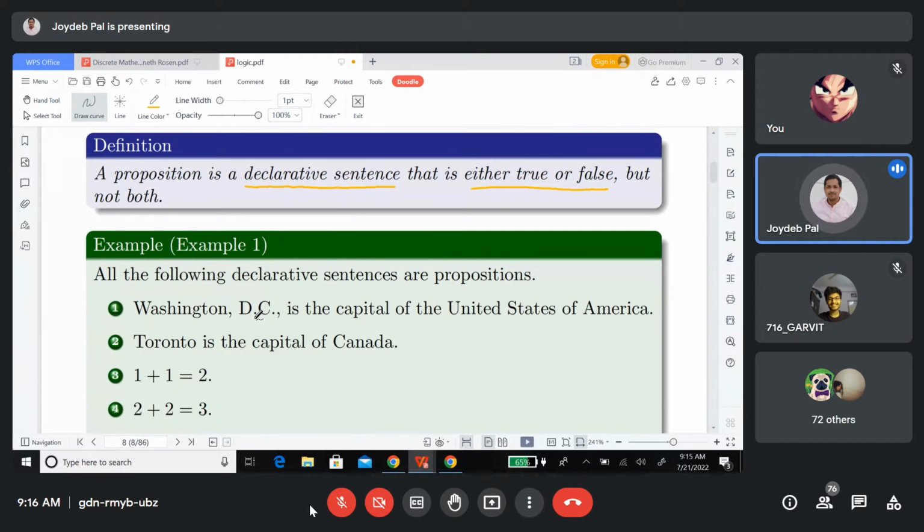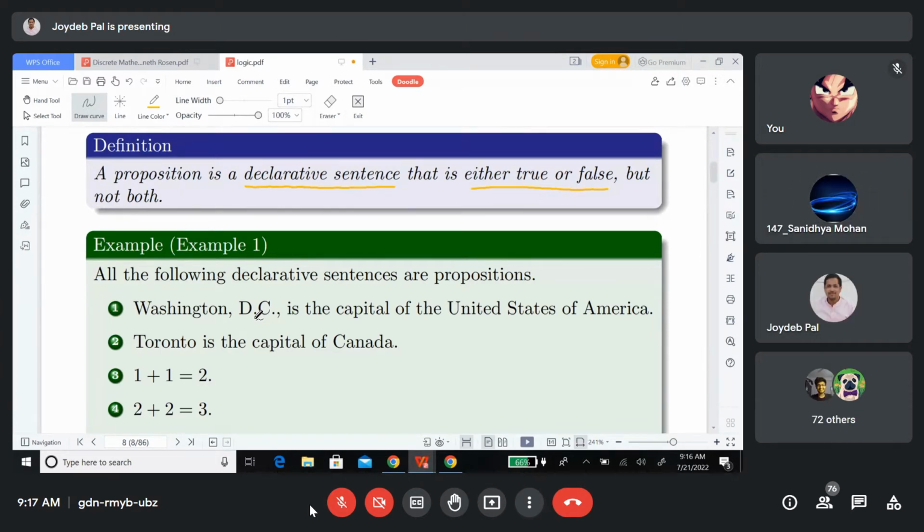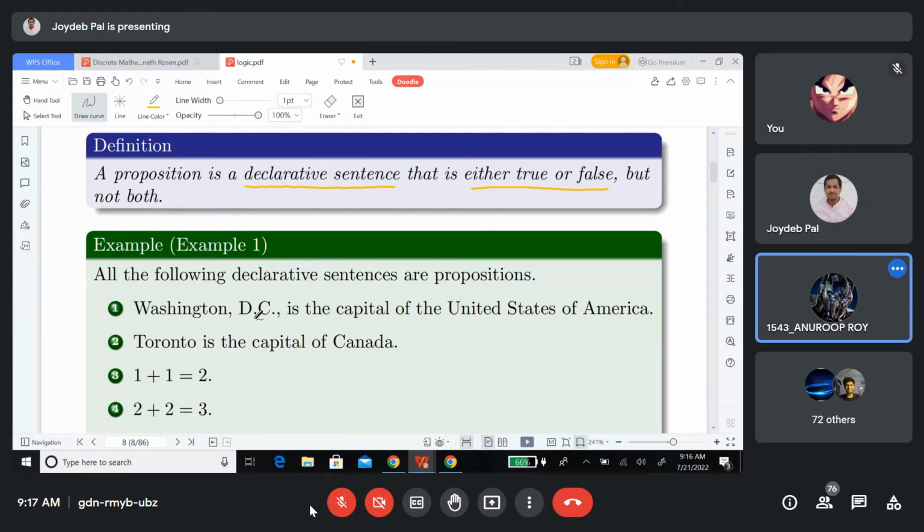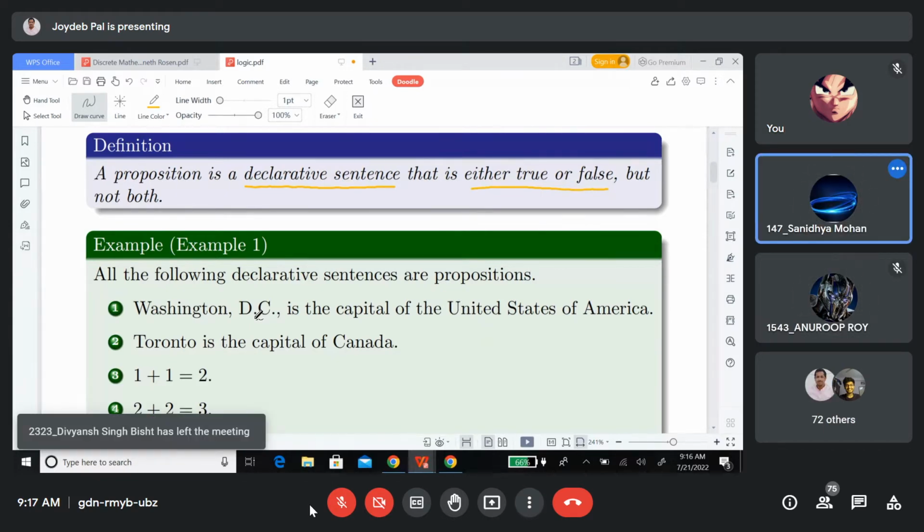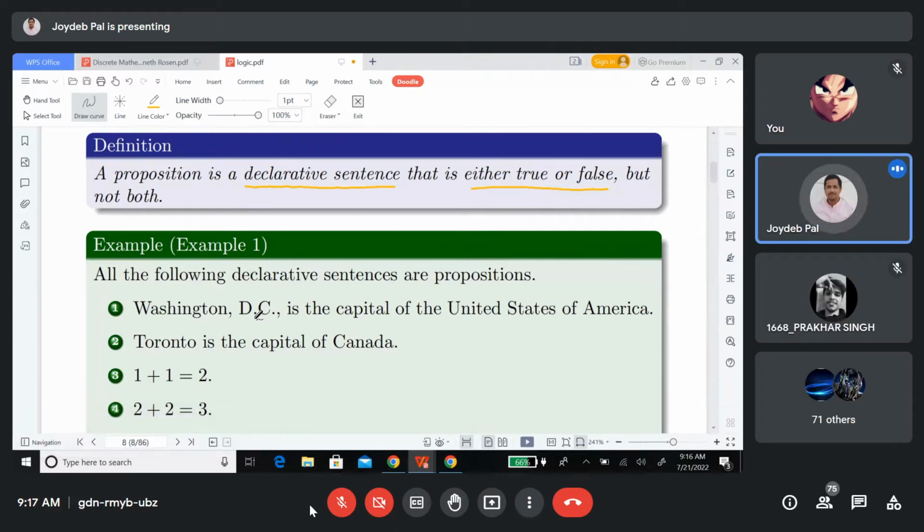Fine. Second example, you see, it is the same as one, the same type. Toronto is the capital of Canada. Here it is a declarative sentence, and if you have the general knowledge, then you can tell whether it is true or false. Sir, Ottawa is the capital. False. Ottawa is the capital of Canada. That means it is false. So it is a declarative sentence and false. Therefore, it is a proposition.